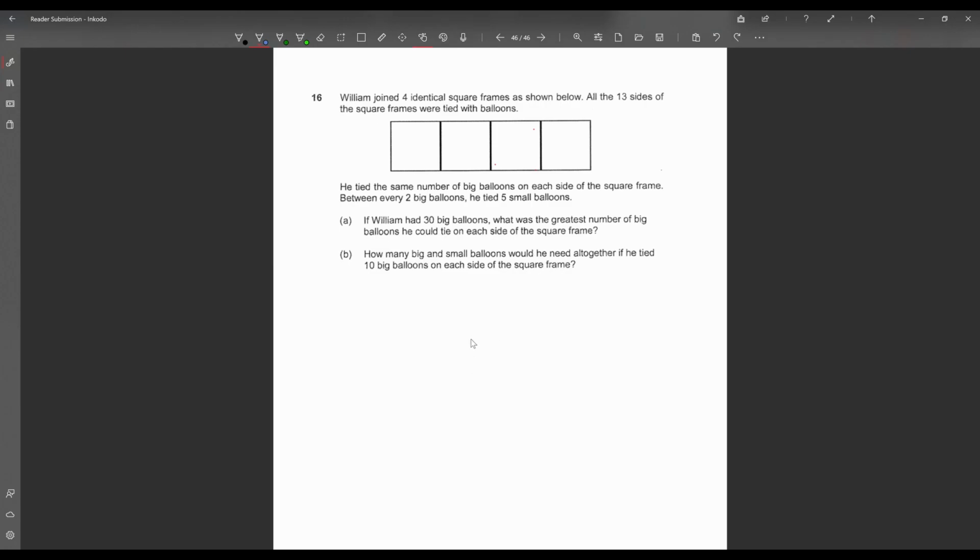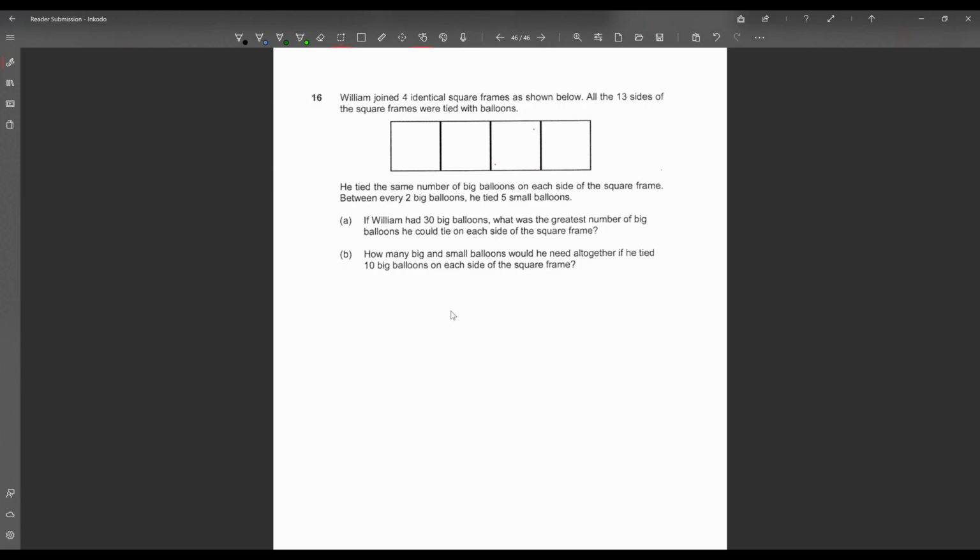William joined 4 identical square frames as shown below. All the 13 sides of the square frames were tied with balloons. So it's 1, 2, 3, 4, 5, 6, 7, 8, 9, 10, 11, 12, 13. So this is 13 sides.